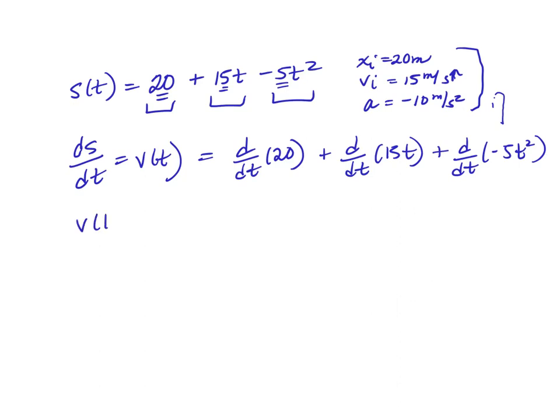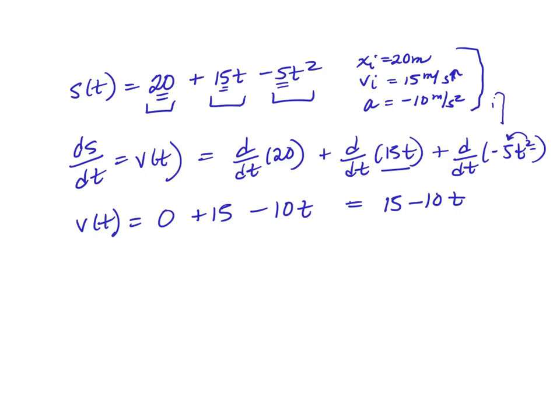We know that d by dt of 20 is just 0. It has no slope. We also know d by dt of 15t. Remember, the power comes down in front, which is 1, and then we reduce the power by 1. So that's just 15. And then d by dt of negative 5t squared, we saw before, was negative 10t. The 2 jumps down and multiplies the negative 5, and then the 2 becomes a 1. So v as a function of time is 15 minus 10t.